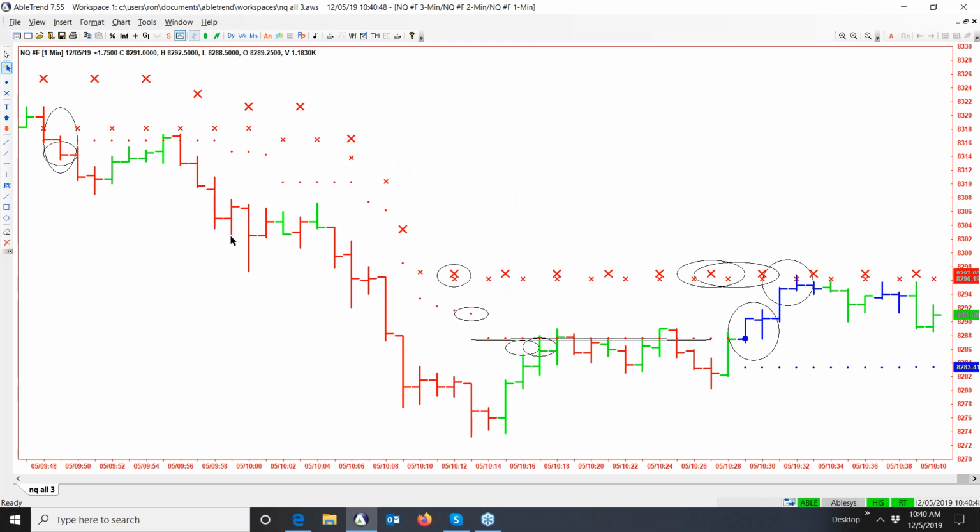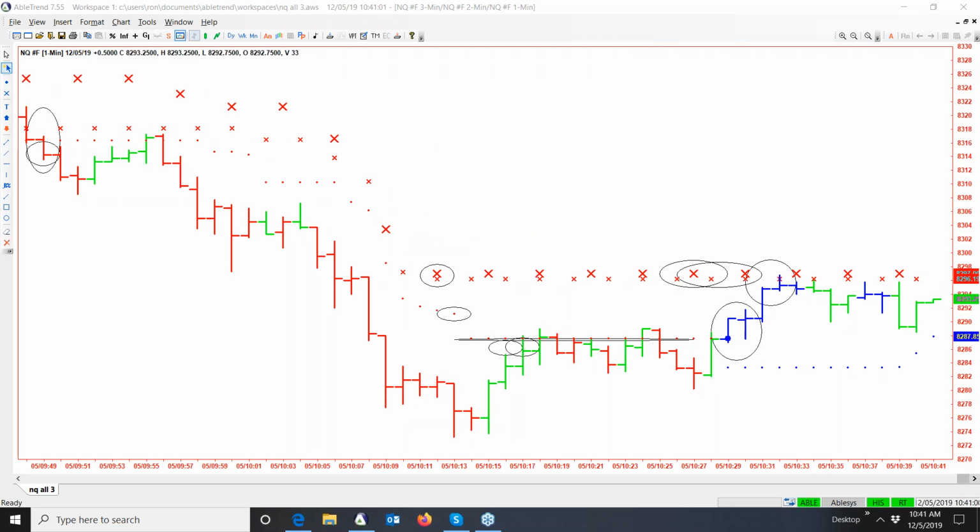Got it. Okay. Now, when you say best times to trade are 3 hours at the open, 2 hours at the end, you're talking about the futures open and close, right?